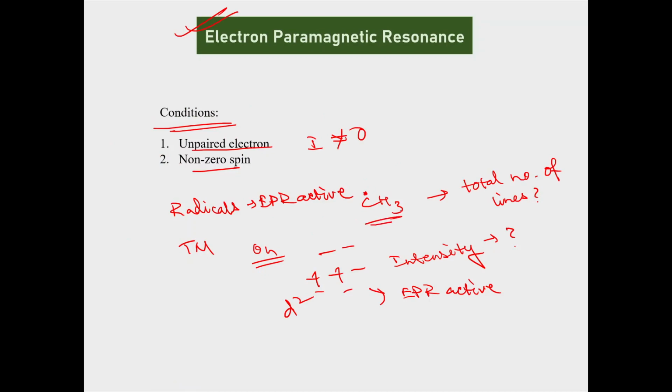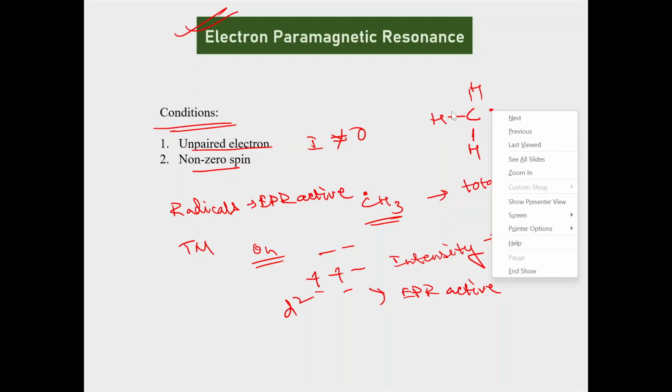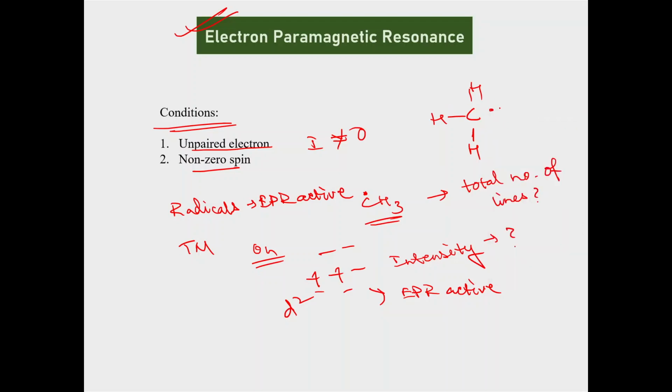Since it is a methyl radical, it is EPR active and it is having 3 H and 1 radical. Okay. So for finding out the number of lines in the spectrum, we will use the same formula as we use for NMR, which is 2nI plus 1.